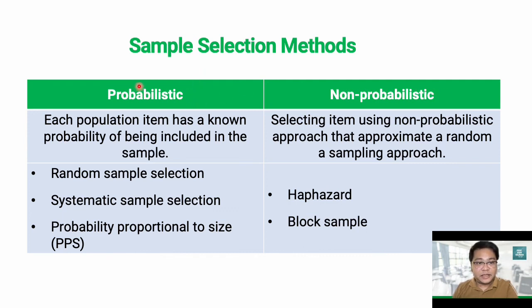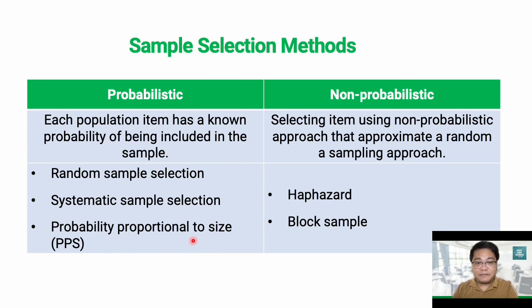In probabilistic, each population item has a known probability of being included in our sample. So that is why, guys, in a statistical sampling plan or approach, we can only use probabilistic sample selection method. So either random sample selection, systematic sample selection, or PPS, probability proportional to size. Okay?